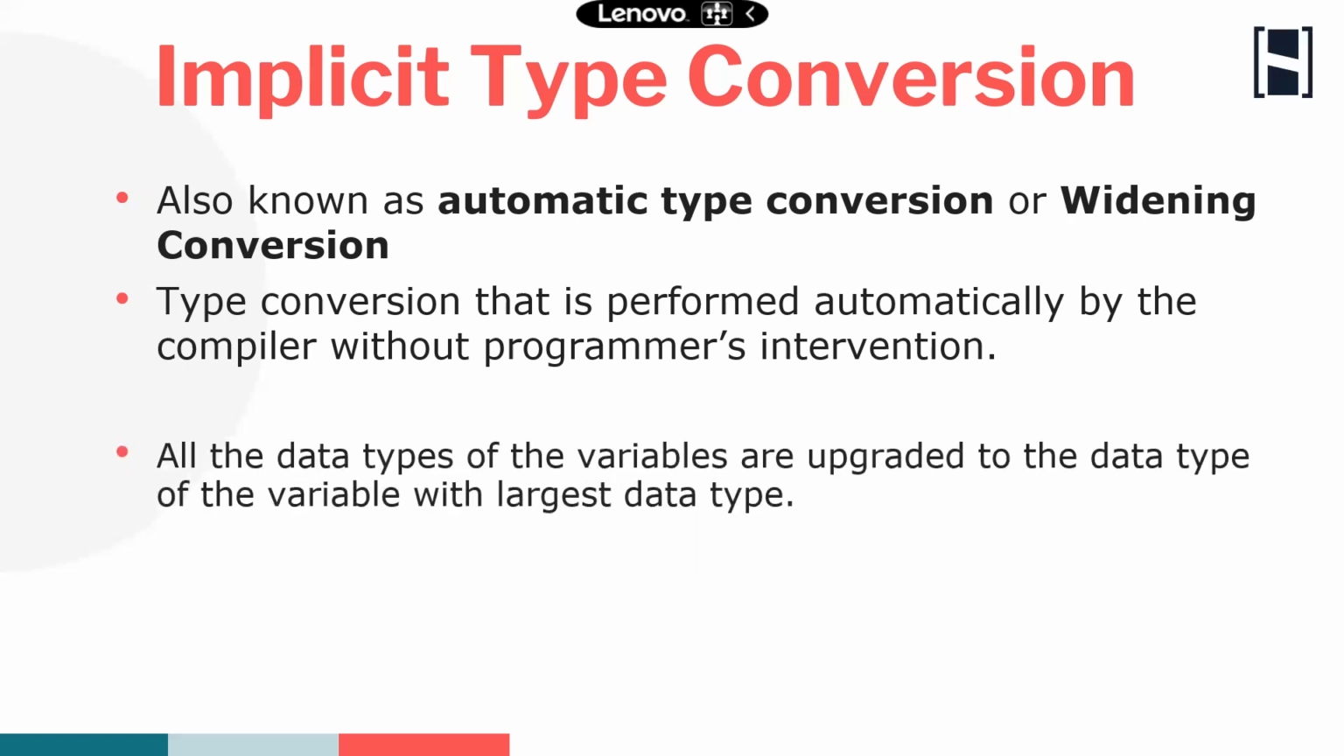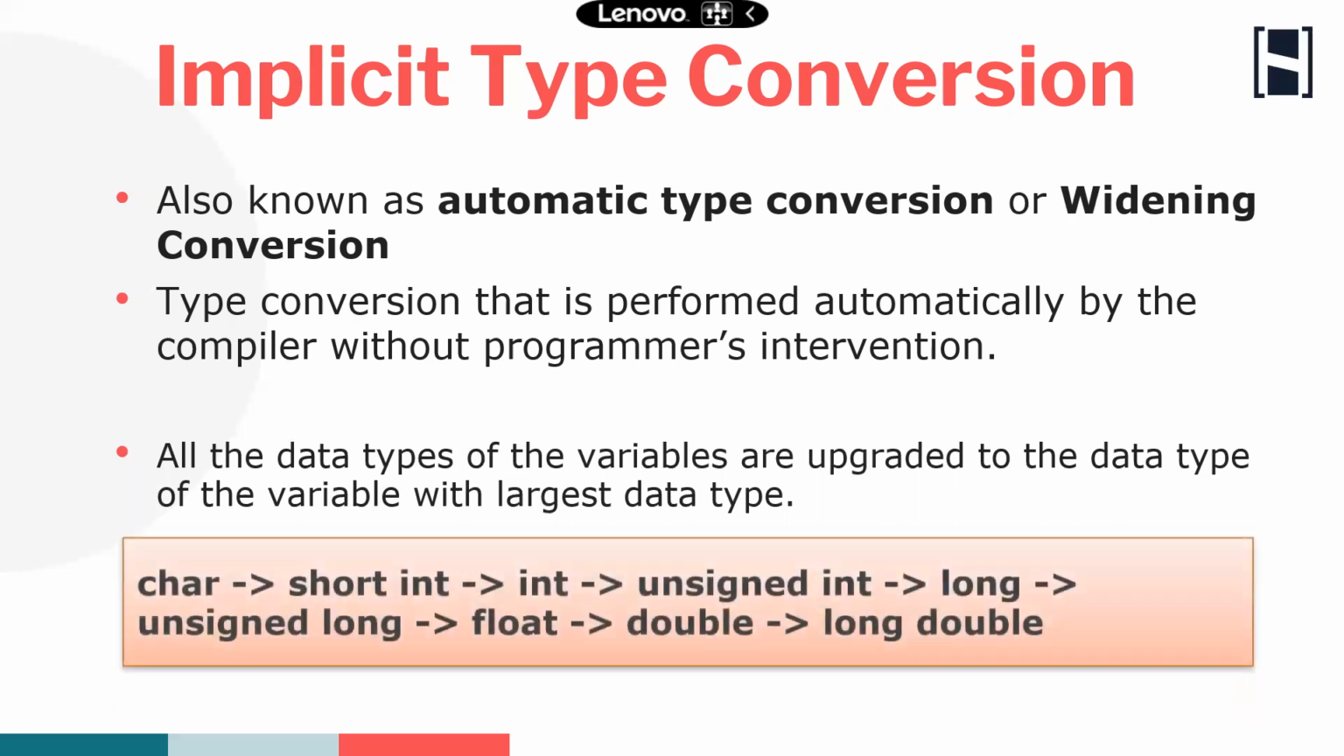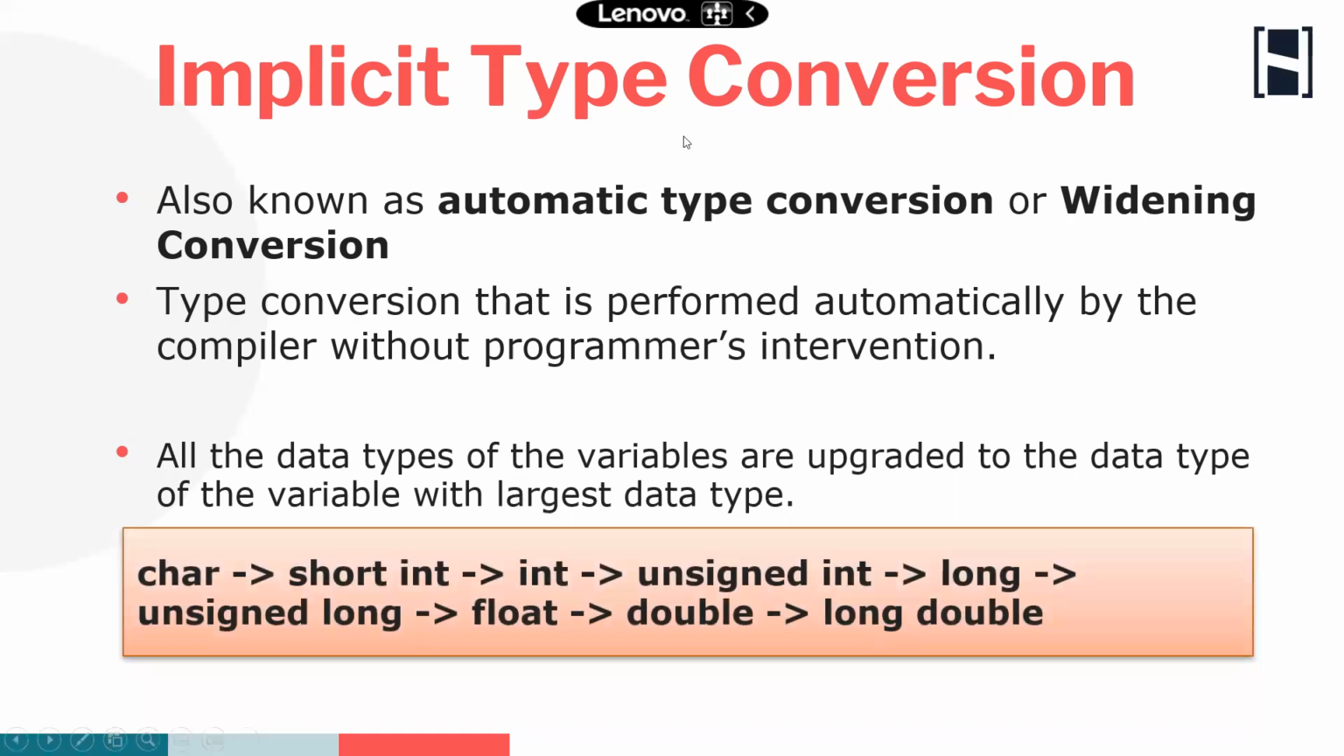So the data types are upgraded to the largest type. Say, for example, I have a char data type and I want that char to be converted into a short int. It is automatic because char occupies only 1 byte of data, and short int occupies 2 bytes of data. From a smaller data type, I am converting into a higher one. That is why we call it widening. This process is taken care of automatically by my compiler.